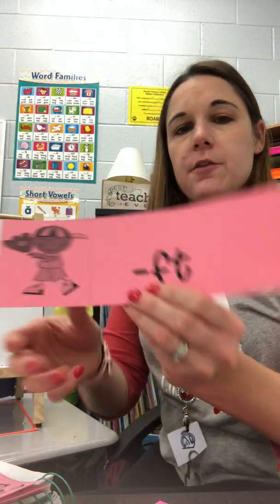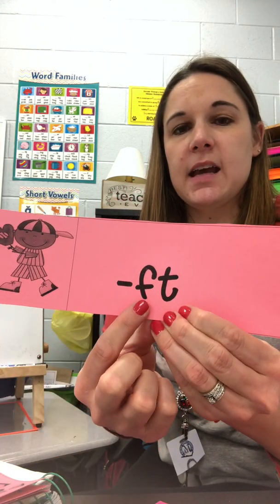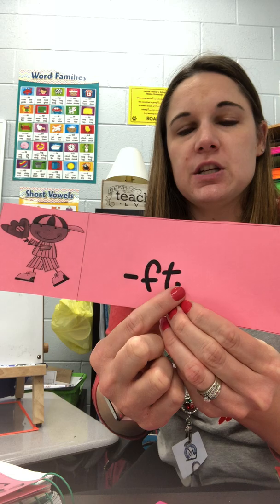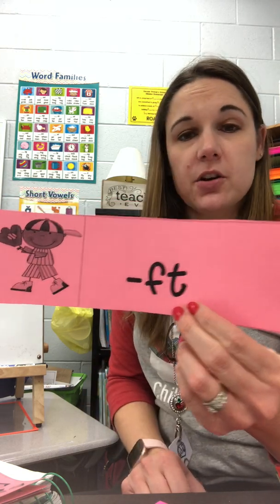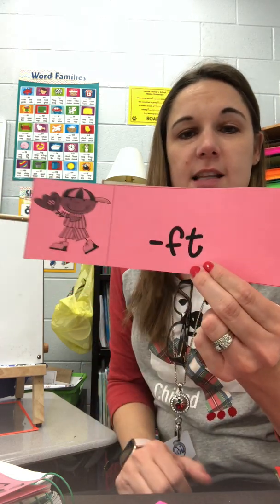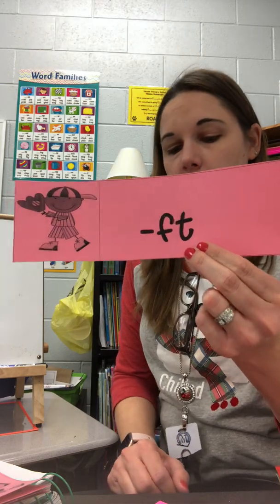Okay, so I have some flashcards that have ending blends, and then I'm going to present some words to you that have those blends so you can see what it might look like. All right, the first ending blend is the sound ft. Now, you could not start a word with ft, so that's why this is an ending blend.